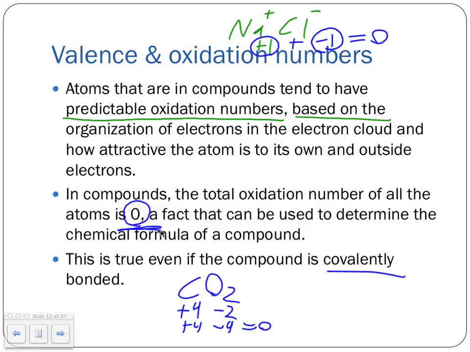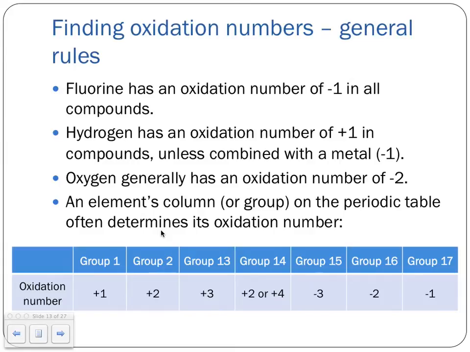So my rule still stands that the total oxidation number is 0 even in covalently bonded compounds. That'll let us figure out what the number of each atom is in both covalently bonded compounds and ionically bonded compounds. So looking at finding these oxidation numbers, here's some rules. And for the most part, these rules are in order. The most important rules are on top, and we're going to go to less important rules as we move down.